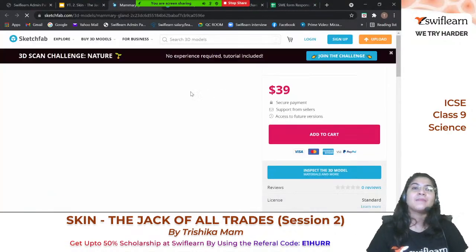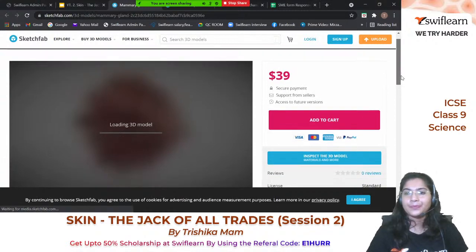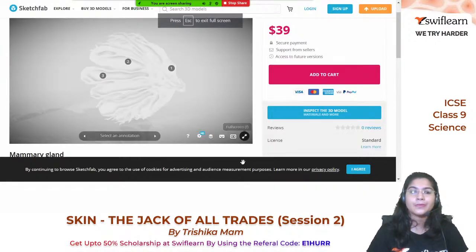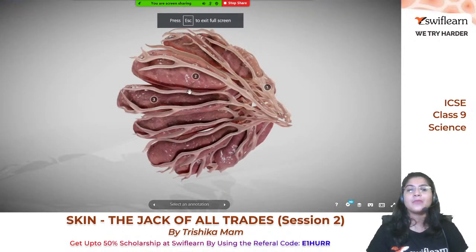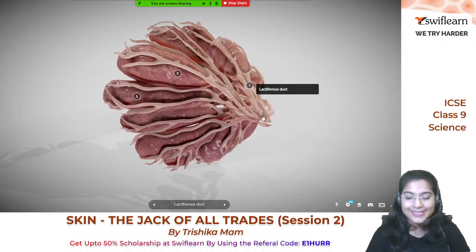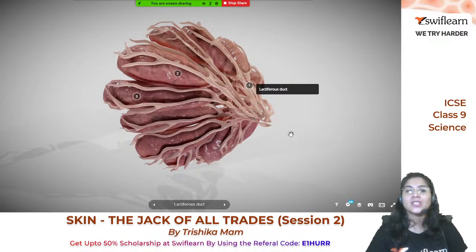Now let us see the mammary gland in detail. What are the main things which are present within the mammary gland? So this is the mammary gland. You can see over here the first one, the pipe-like things, right? These are known as the duct or lactiferous duct. This duct secretes the milk.